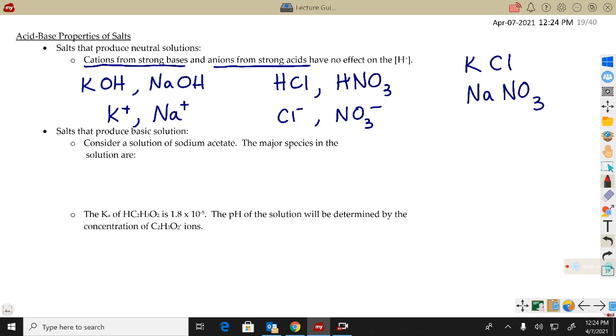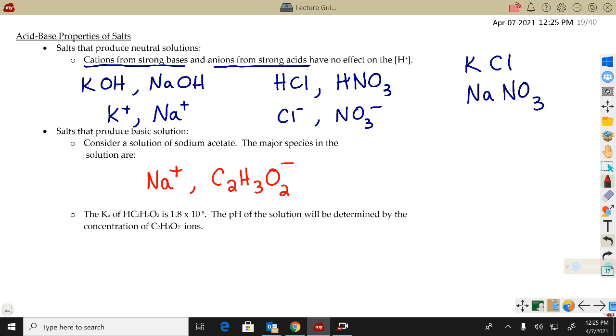Okay, so then let's consider a salt that would produce a basic solution. So they're having us consider sodium acetate. In a solution of sodium acetate, the major species or the ions present would just be the sodium ion and the acetate ion, which is C2H3O2 minus. Anything with sodium is 100% soluble, so sodium acetate will dissociate 100%.